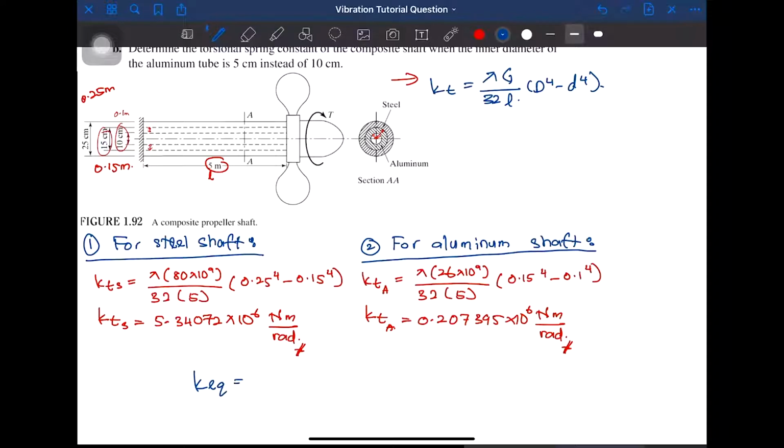In order for you to find equivalent K, if you have multiple Ks here, you have to know the configuration of the stiffness for the entire shaft. Is it parallel or series?